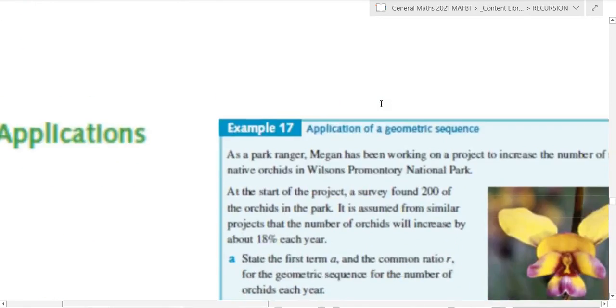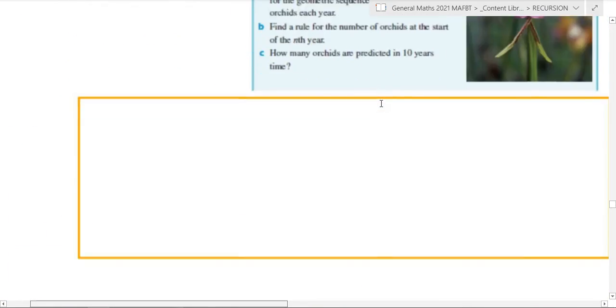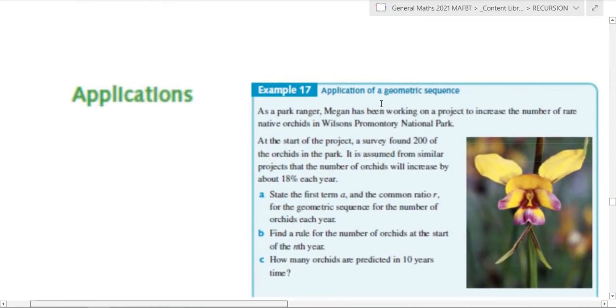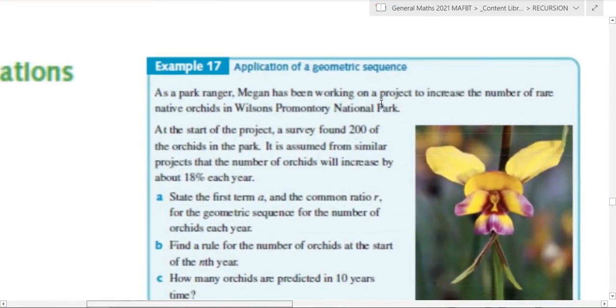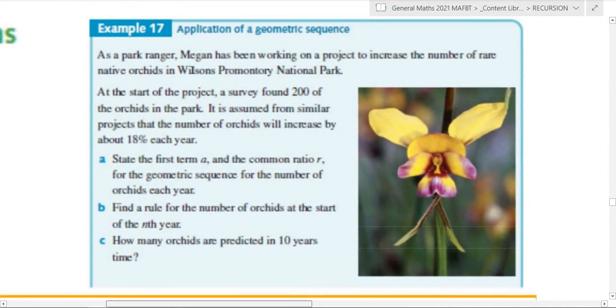Let's move on. Oh, I've already done that. You can just leave that. Application questions, and then I think after that we can start the chapter work. So application questions here. We're going to use what we've learned previously to now figure out these questions. As a park ranger, Megan has been working on a project to increase, here's a key word there, increase the number of rare native orchids in Wilson's Prom.